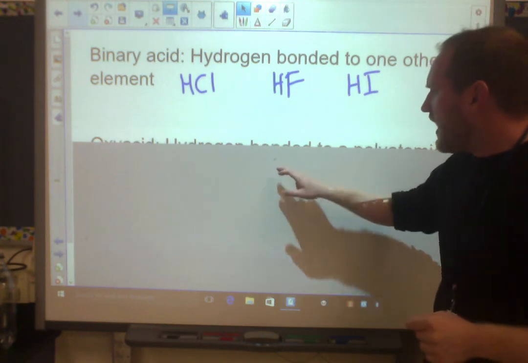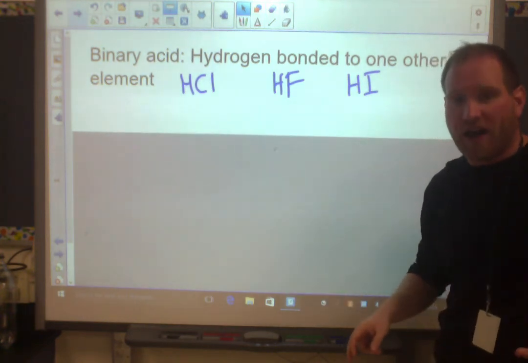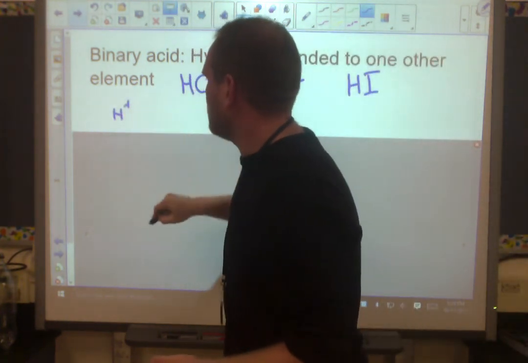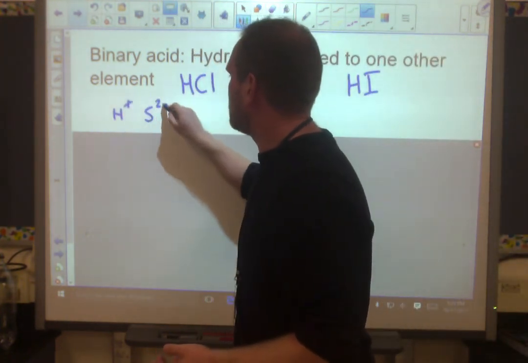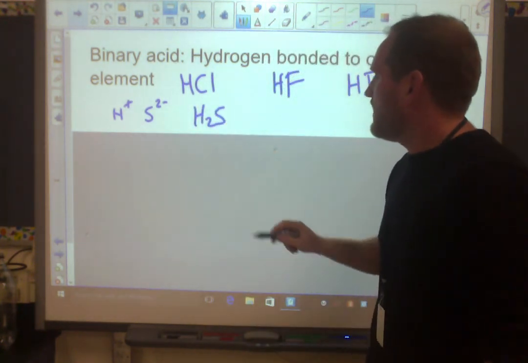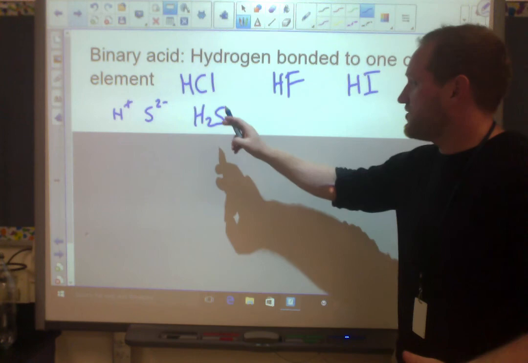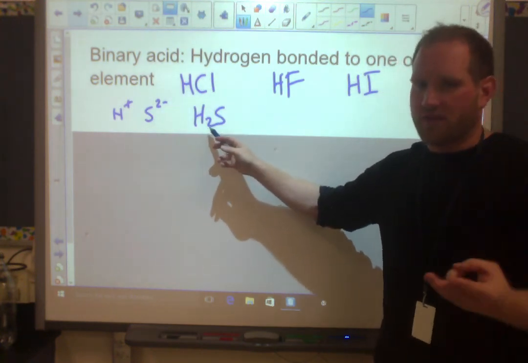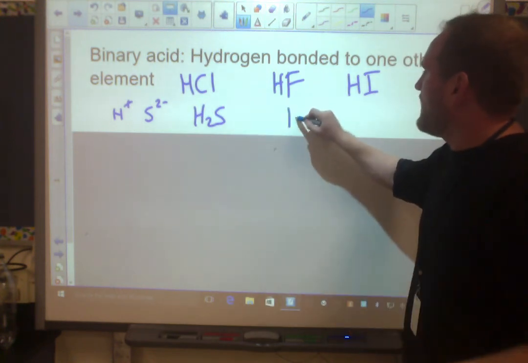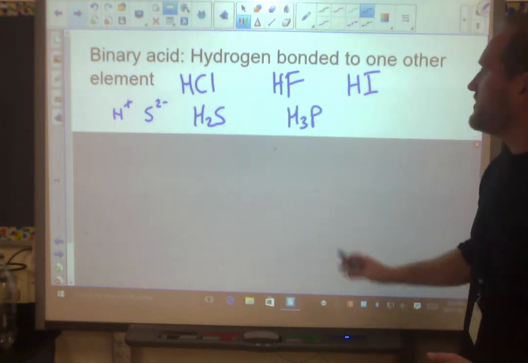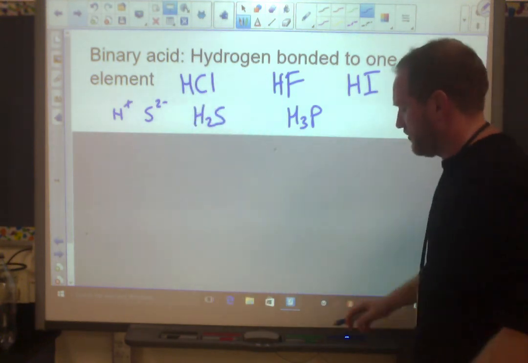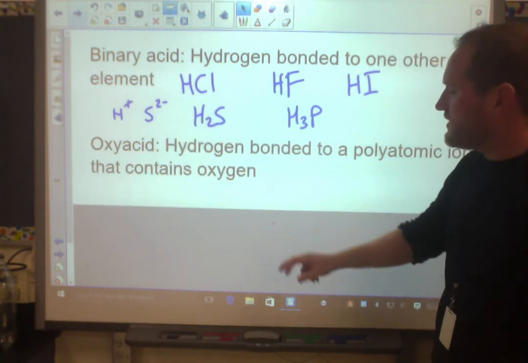But let's say hydrogen bonded with sulfide, which is sulfur turned into an ion. Well, hydrogen is 1+, sulfur is 2-, so what's the formula going to be? H2S. Now this is still considered binary because it's two elements, even though there's technically 3 atoms here. So things like H2S or H3P are all going to be binary because it's one element, hydrogen, plus one other element.